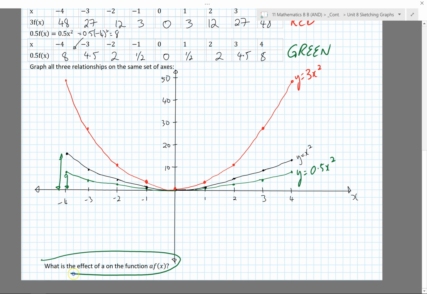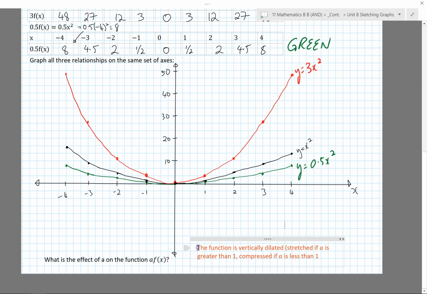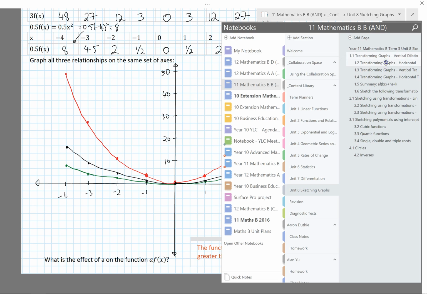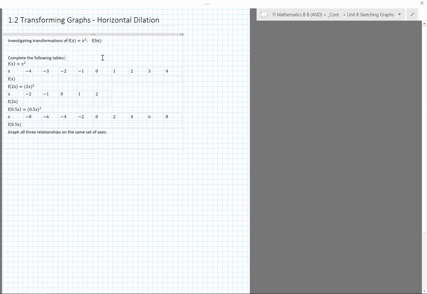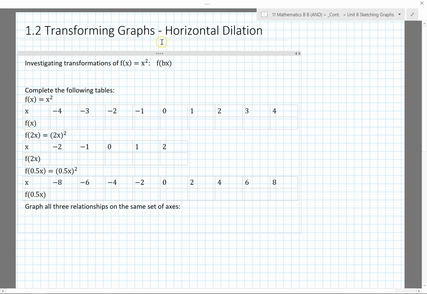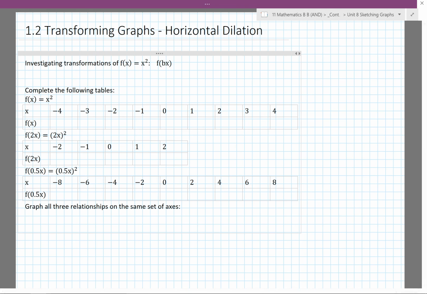So what's the effect of a on the normal function? We can write something like this, that the function is vertically dilated and it's stretched if a is greater than 1 and compressed if a is less than 1. So compressed is probably a better word than squished down. So we'll turn the page and have a look at what some horizontal dilation looks like. So what we're doing is putting bx inside the function instead of x.